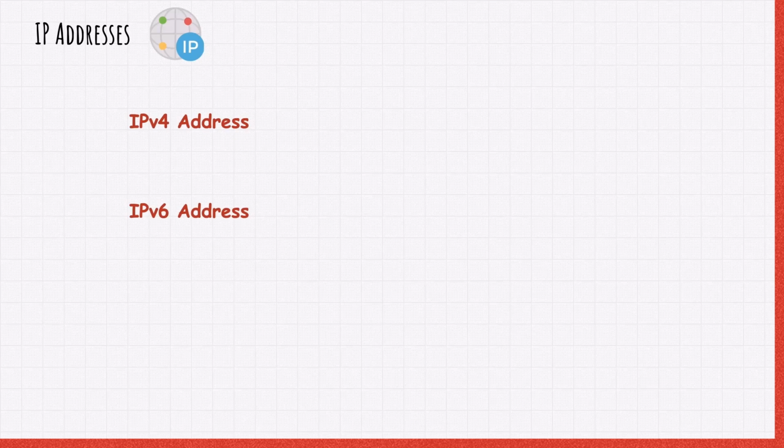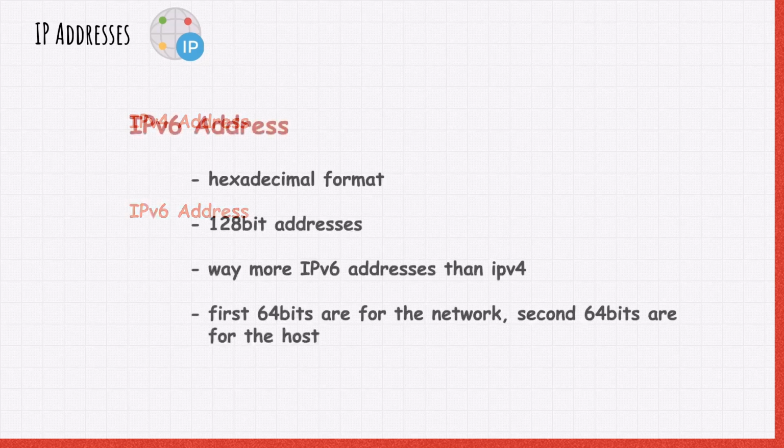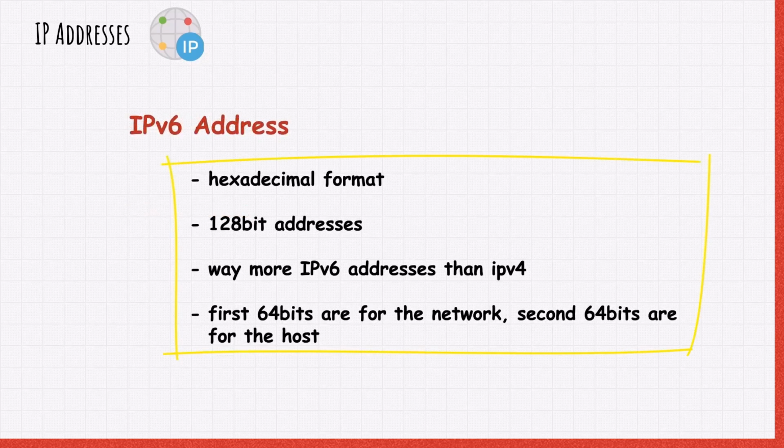The ones that we just talked about are IPv4 addresses. An IPv6 address, on the other hand, is in hexadecimal format, and they are 128-bit addresses. You can already figure that there are many more IPv6 addresses than there are IPv4 addresses, and that is exactly the reason why they were created. We were running out of IPv4 addresses, so we needed a different way of IP mapping devices.